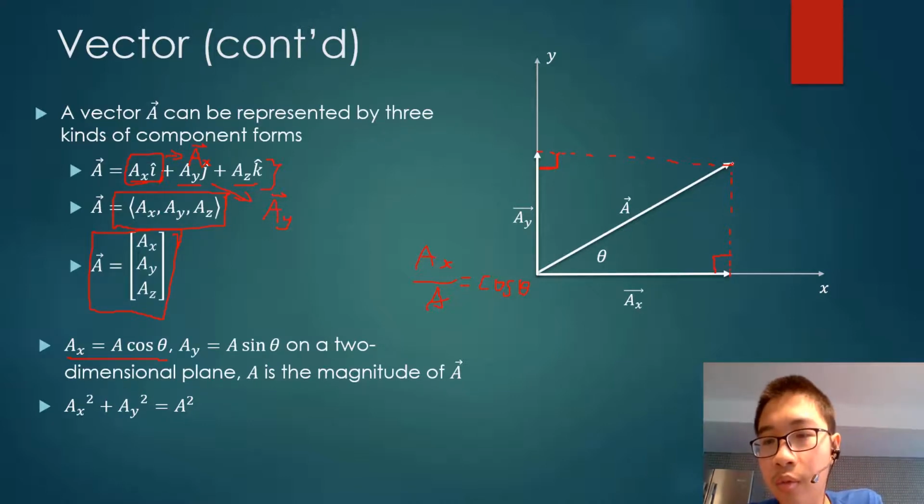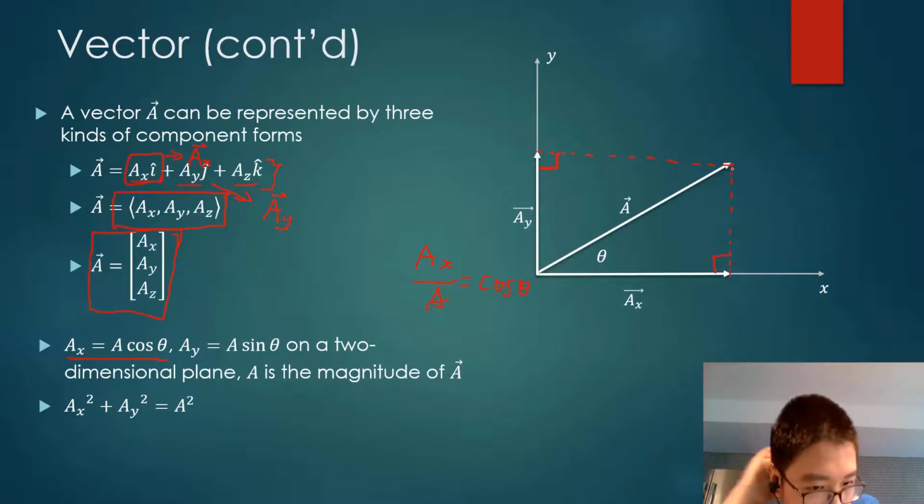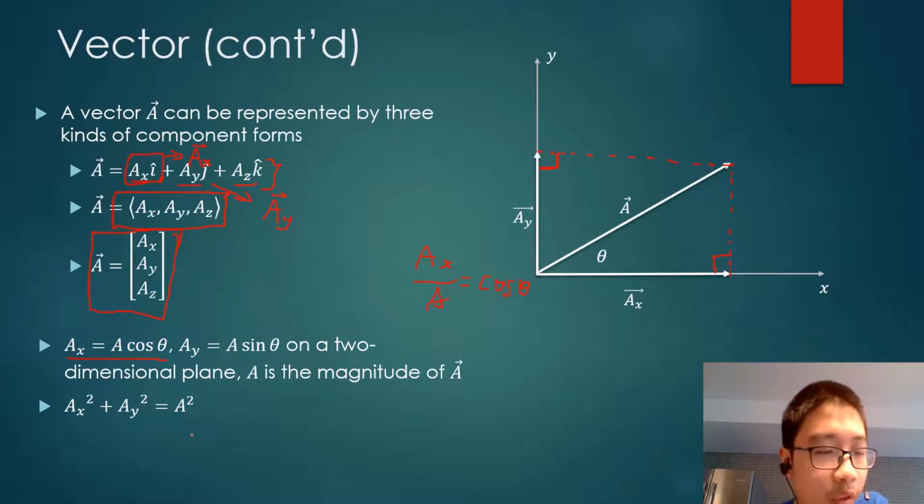Because we form two right triangles, we can simply use the Pythagorean theorem to find the magnitude of A. AX squared plus AY squared. If you had z, you can plus AZ squared. That's all equal to A squared.